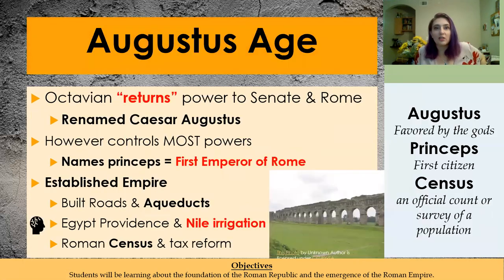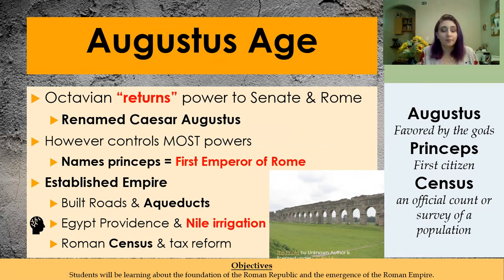And while Julius Caesar never declared himself to be absolute leader, Octavian was a little different. Octavian, quote unquote, returned power back to the Senate in Rome and was renamed Caesar Augustus, Augustus meaning favored by the gods, given by the Senate in honor of all of this. However, he controlled most of the powers, and he declared himself the princeps, which means first citizen, which basically would become what we know as the first emperor of Rome. He would establish all the building blocks of what we know as the Roman Empire. He would build roads and aqueducts, which are the amazing water systems that would help allow for irrigation and sewage systems to work better.